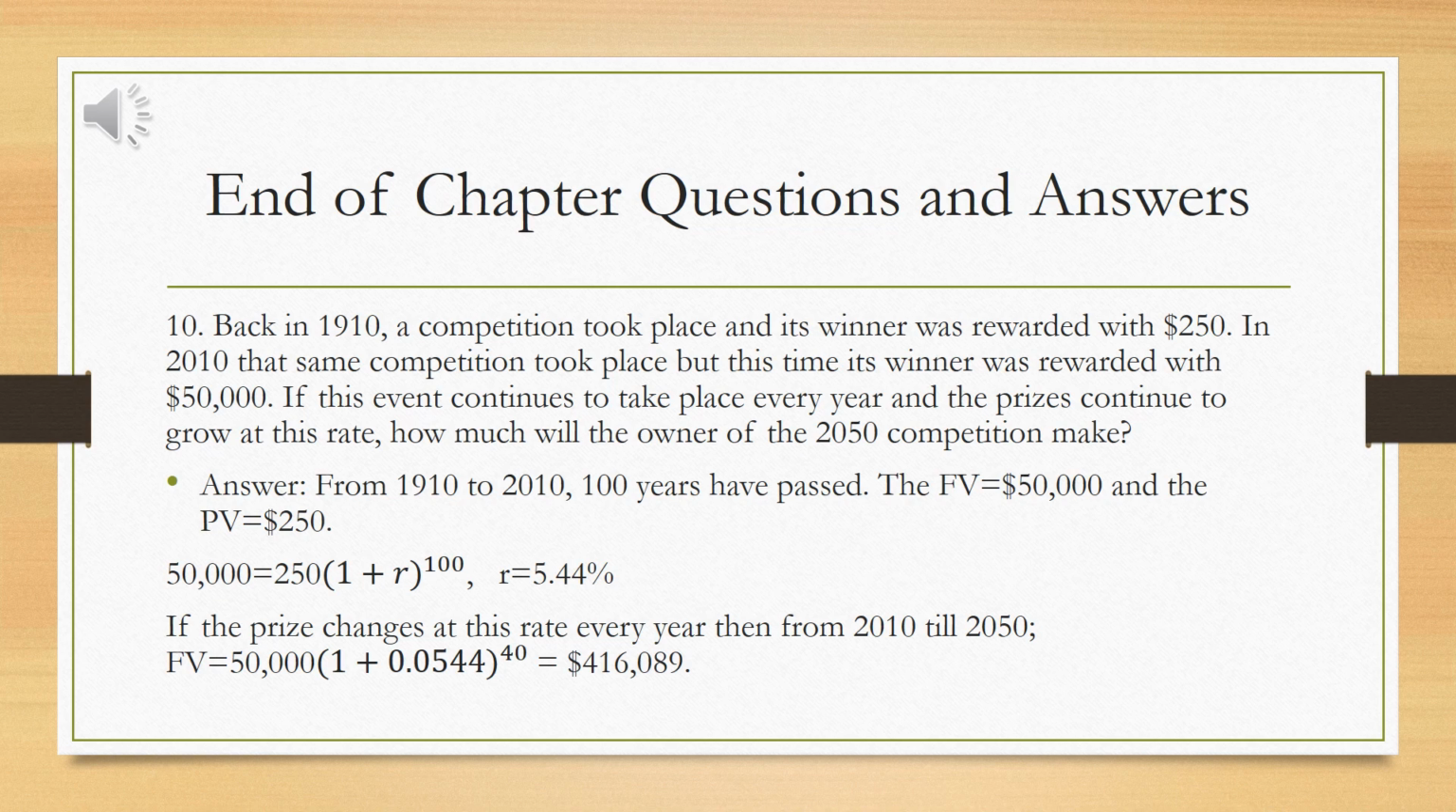The answer is, from 1910 to 2010, 100 years have passed. The future value is $50,000 and the present value is $250. So $50,000 equals 250 times (1 plus r) to the power 100. By solving the equation, we get r to be 5.44%.